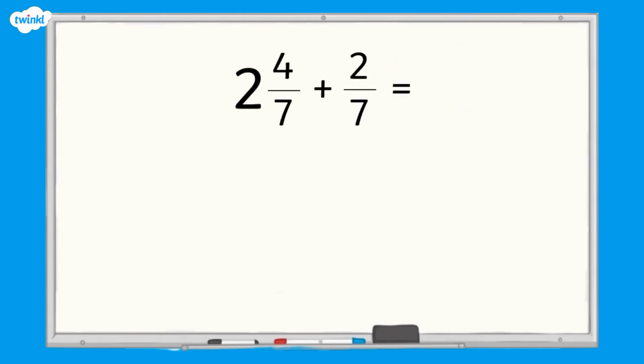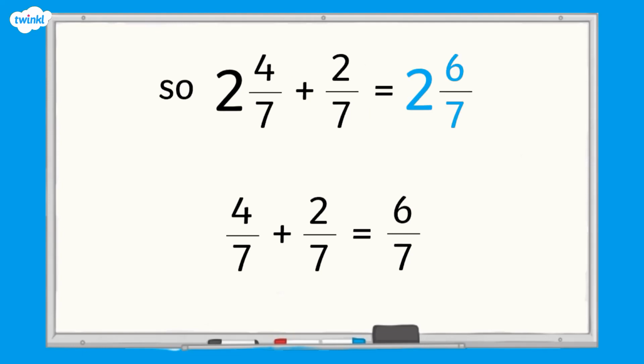If you are adding a fraction to your mixed number, you can just add it to the fraction part. So in 2 4/7 add 2/7, 2/7 is a fraction, so we add it to the fraction part 4/7. 4/7 add 2/7 equals 6/7. So 2 4/7 add 2/7 equals 2 6/7.